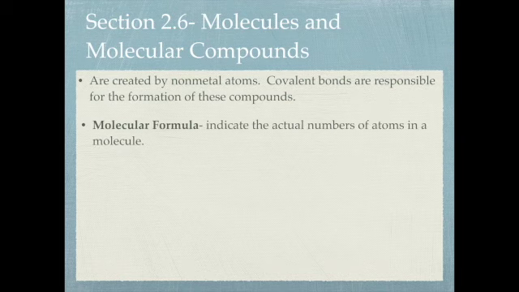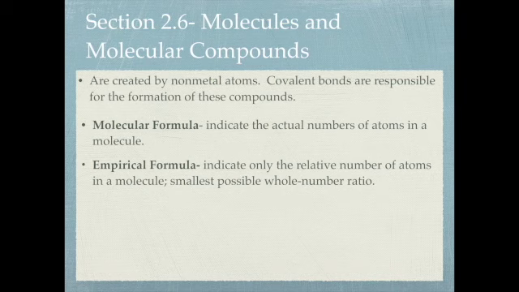There are 2 different types of formulas that you can have for molecular compounds. You can have a molecular formula, which represents the actual numbers of atoms in a molecule, versus the empirical formula, which indicates only the relative number of atoms. So it's the smallest possible whole number ratio. Well, the question is, why would you have an empirical formula? Why not just the molecular formula?